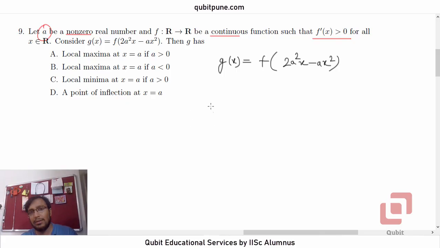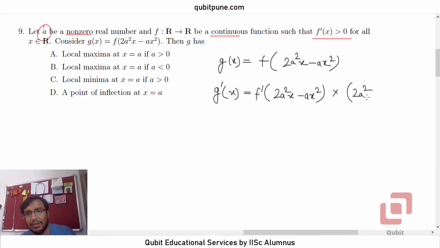Now to begin with, we need to look for the derivative of the function. This being a composite function, we will first be differentiating the outer part. That's f prime of 2a squared x minus ax squared. This must be multiplied with what? The derivative of the inner function with respect to x. So that will be 2a squared minus 2ax. Now when g dash of x is equated to 0, what are we going to get?